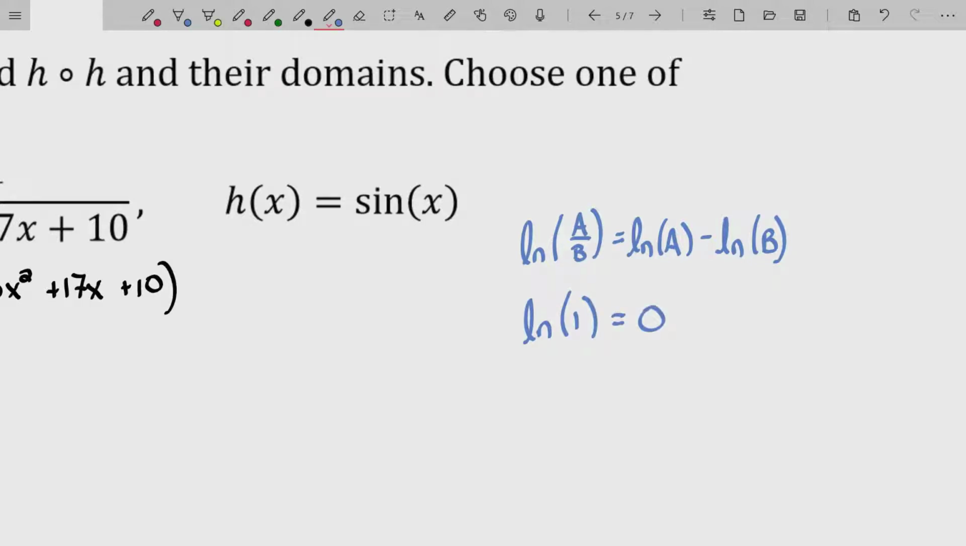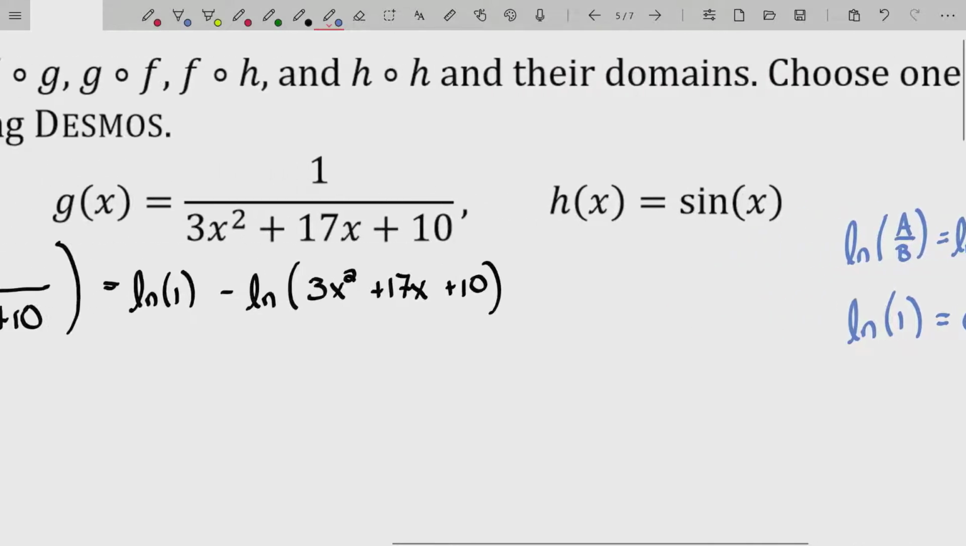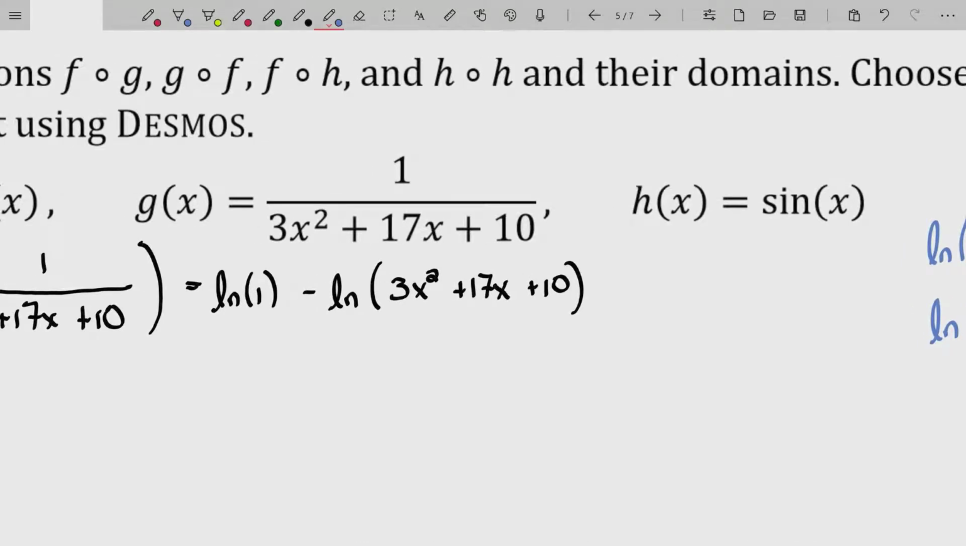You should know the natural log of 1, or even the logarithm base a or base b of 1, is 0. So that natural logarithm of 1 just turns into the number 0. So this turns into a negative natural log of 3x squared plus 17x plus 10. Now, this is a very interesting problem.